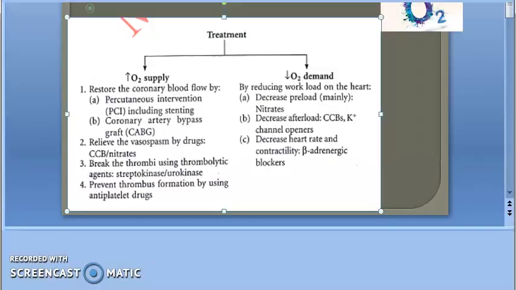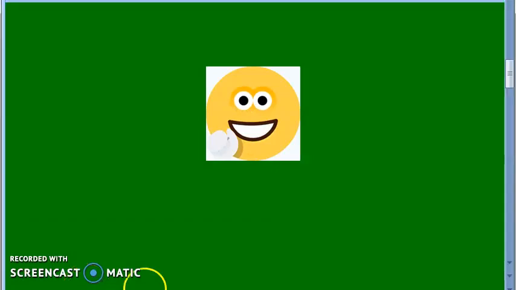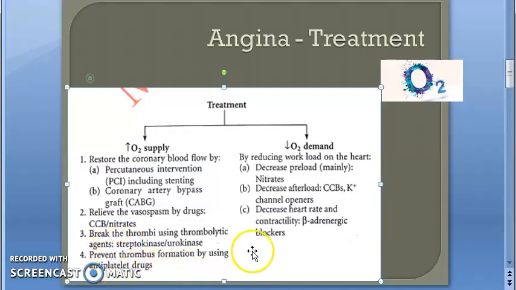So did you understand how to increase the oxygen supply? Either you will do a graft or you will give nitrates, calcium channel blockers. We'll come to the details of those, don't worry. You can also give thrombolytics like streptokinase. Then the last one was what? Antiplatelet drugs.